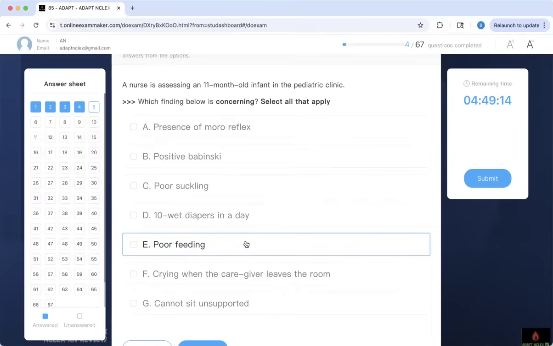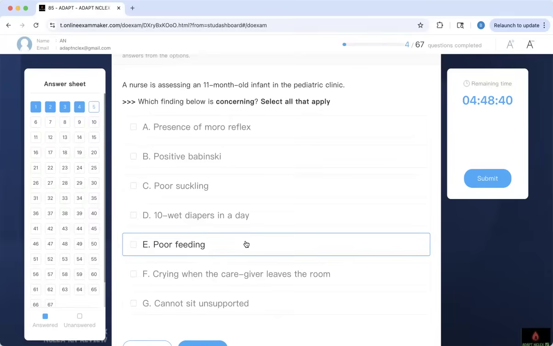That means an unexpected finding. Indicate presence of Moro reflex, positive Babinski, poor suckling, 10 wet diapers in the day, poor feeding, crying when the caregiver leaves the room, and cannot sit unsupported. Which of these should worry you? We are in the Next Generation NCLEX. Please don't pick things you don't know. If you are 100% confident, pick the answer. But if you're not, leave it alone.